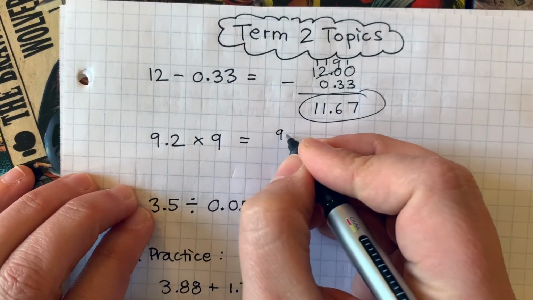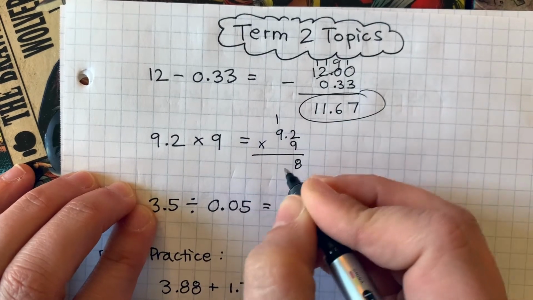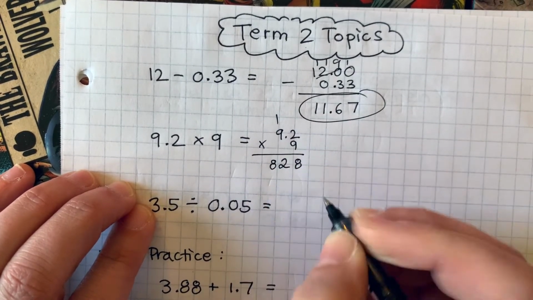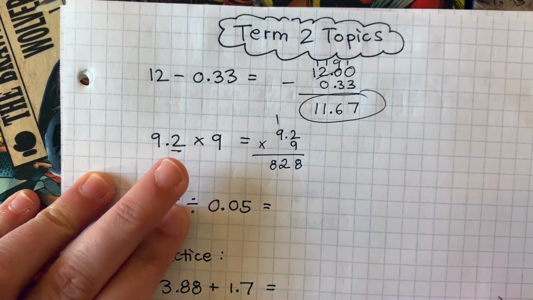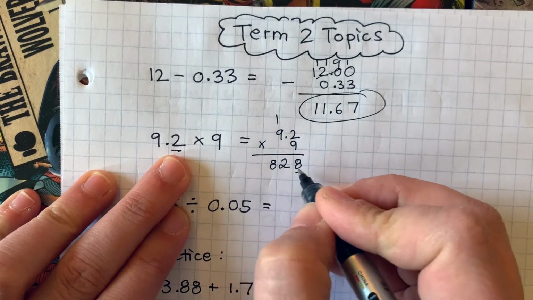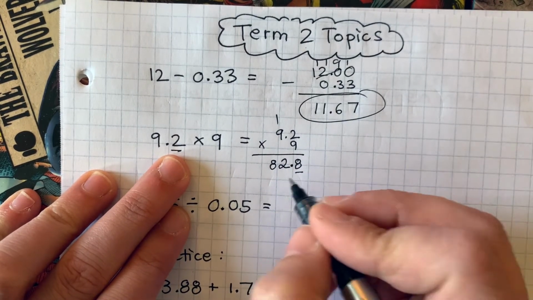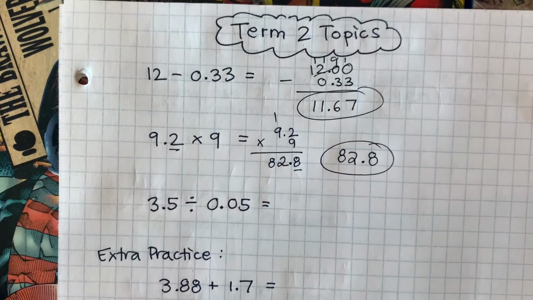All right, 9.2 times 9. We do our multiplication normally, and then we put a decimal in our answer. So there's one decimal or one place value behind the decimal in our problem. So we're going to make the same thing happen in our answer. So final answer is 82 and 8/10.